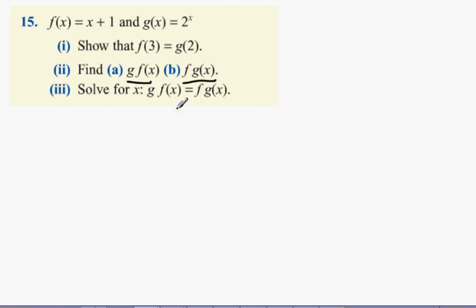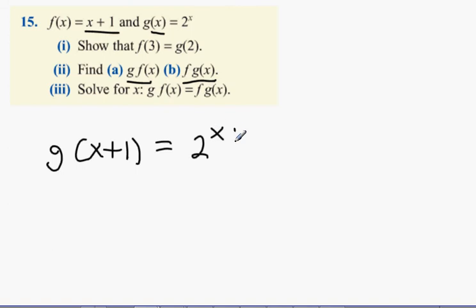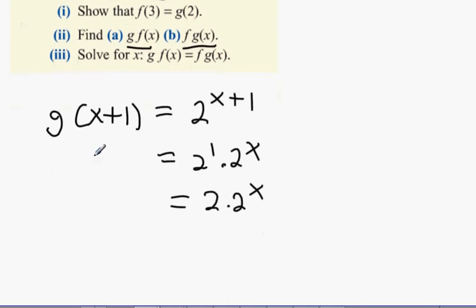So for example, we're looking for g of x plus 1. g of x plus 1 means replace x with x plus 1. So it's going to be 2 to the power of x plus 1, which in turn is 2 to the power 1 by 2 to the power of x, using your indice rules, 2 times 2 to the power of x. Now that is g f of x.